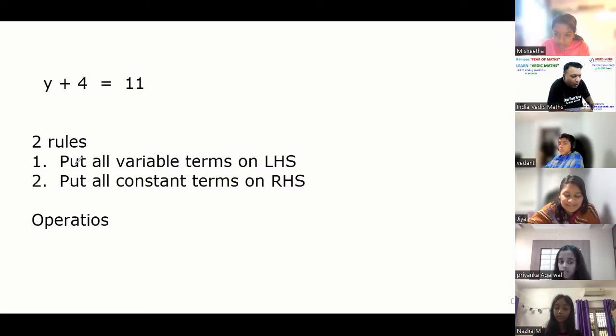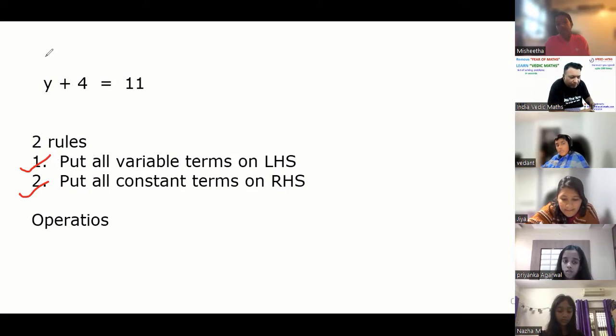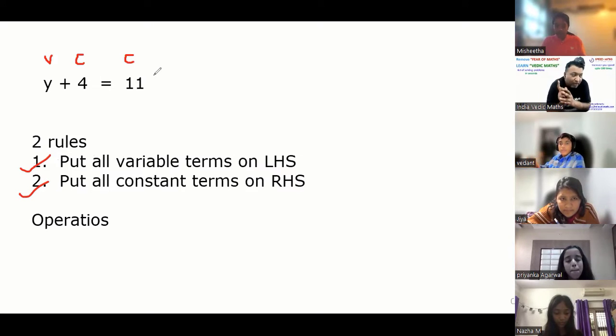So variables on the left, constants on the right. Tell me, is y a variable or a constant, Vedant? Y is a variable, and 4 and 11 are constants. Correct. So guys, 4 and 11 are constants, y is a variable, and this is my equal to sign.